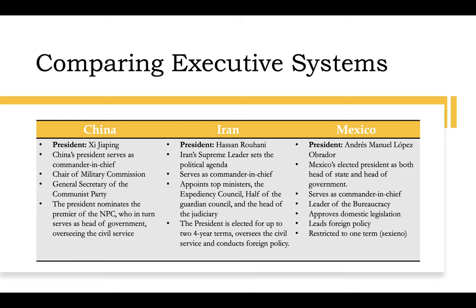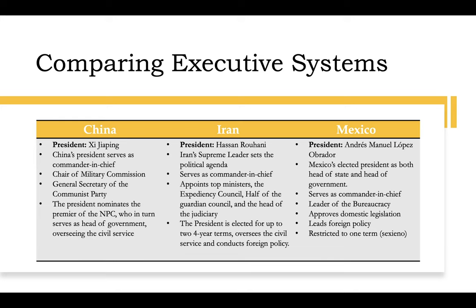So, the executive branch in China. The president serves as the commander-in-chief. They're the chair of the military commission, which means they get to decide the spending and stuff like that. They have the nickname of the secretary of the Communist Party. You need to know, ladies and gentlemen, that the president nominates a premier. And I would underline premier, that's a unique term in China, as head of government.